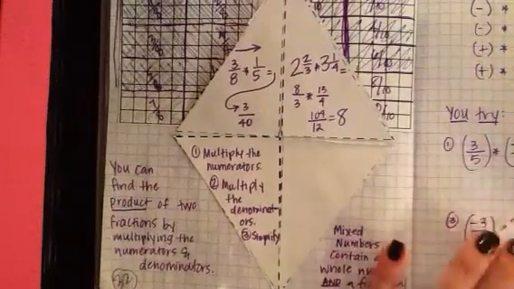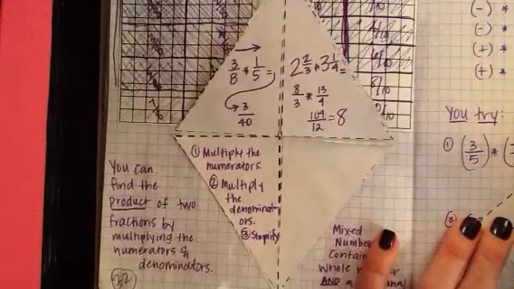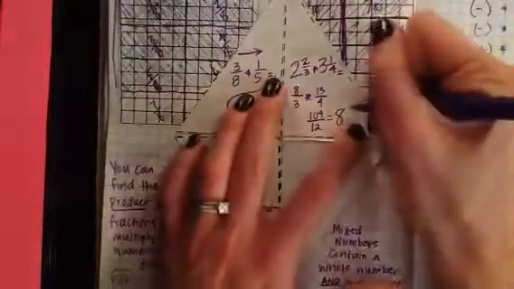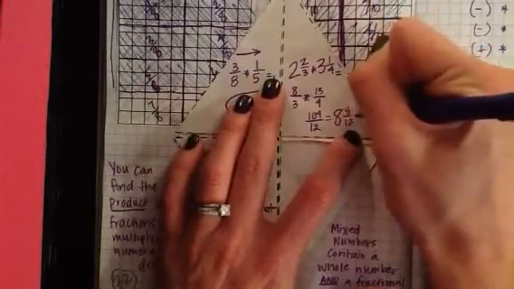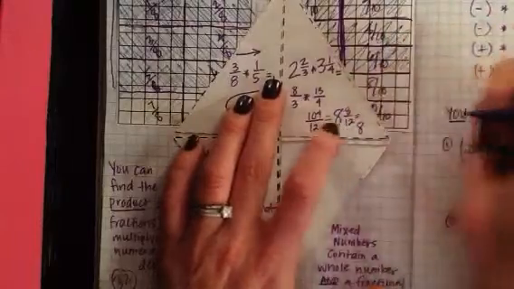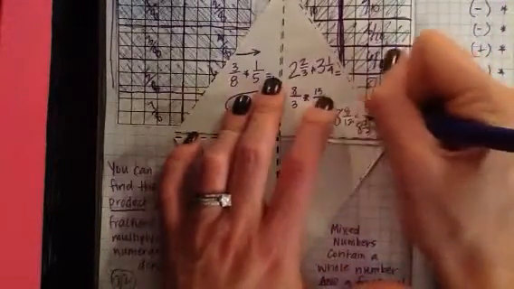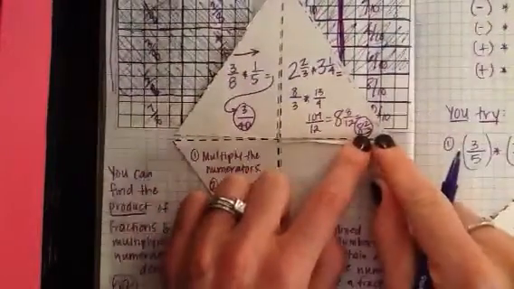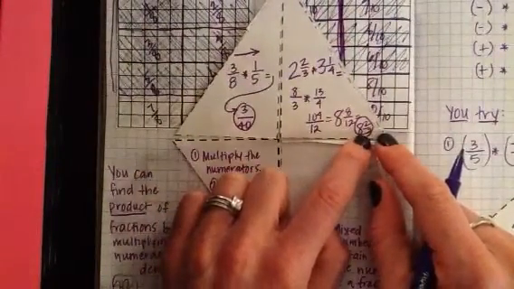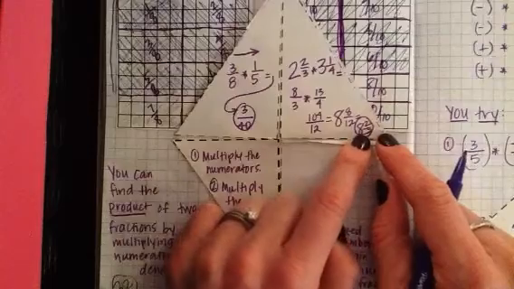8 times 12 would be 96. If we subtract 96 from 104, that gives me 8, so 8/12, which then simplifies to 2/3. So my final answer is 8 2/3 here. I know that's a little bit difficult to see the way I circled it, but that is 8 2/3.